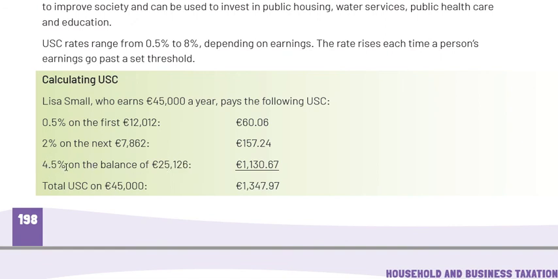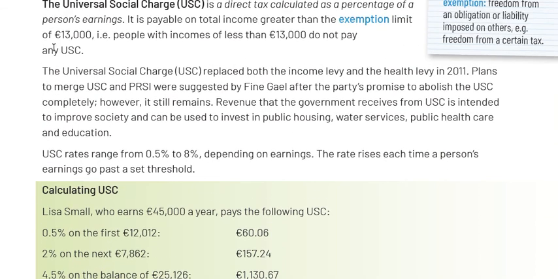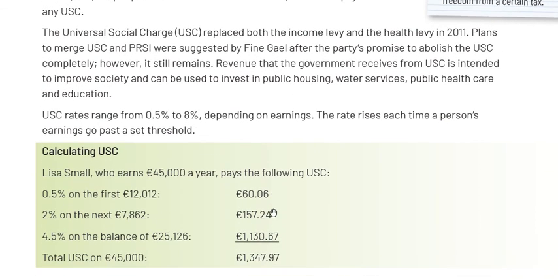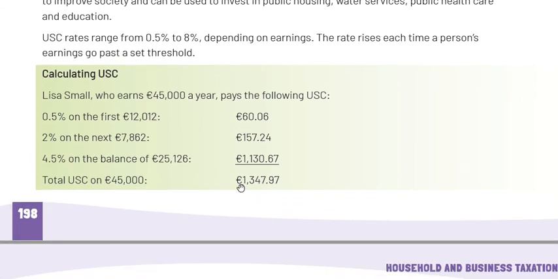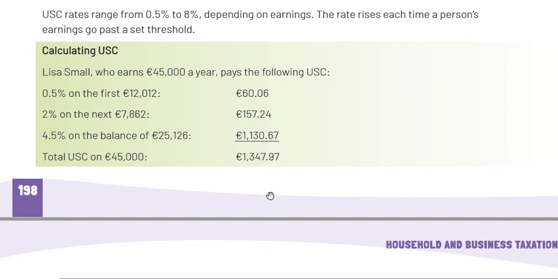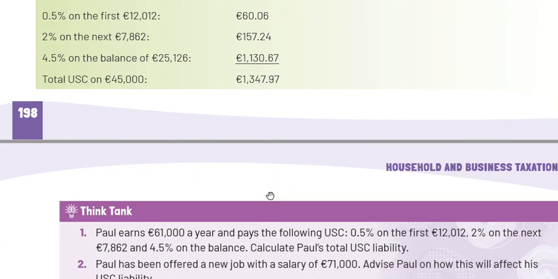So as we said before, progressive taxation means higher income earners pay more. And even as we saw there, USC is not even paid for certain people that don't earn enough, up to 13,000. All right, so the total USC alone for that person would be 1,347 euro and 97 cents. Okay, so that's for the year. It's a lot of money. I suppose if it's divided up monthly or weekly, it doesn't seem as bad.